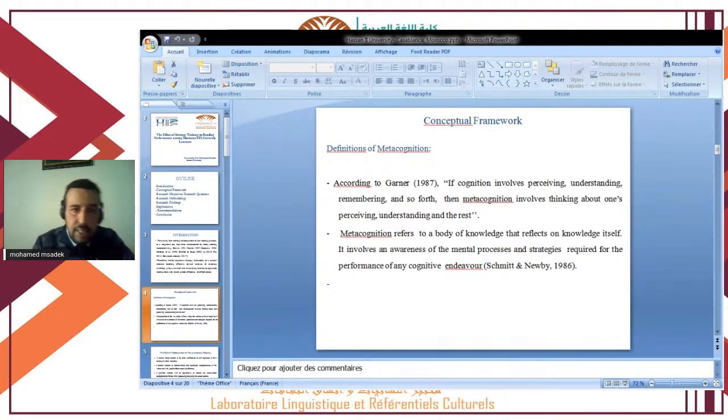So based on these objectives, two main research questions have been formulated. So the first question is, what are the reading strategies Moroccan AFL university students deploy in processing the written discourse? And the second question is, to what extent does explicit instruction in metacognitive reading strategies impact or influence the Moroccan AFL university students' reading performance?